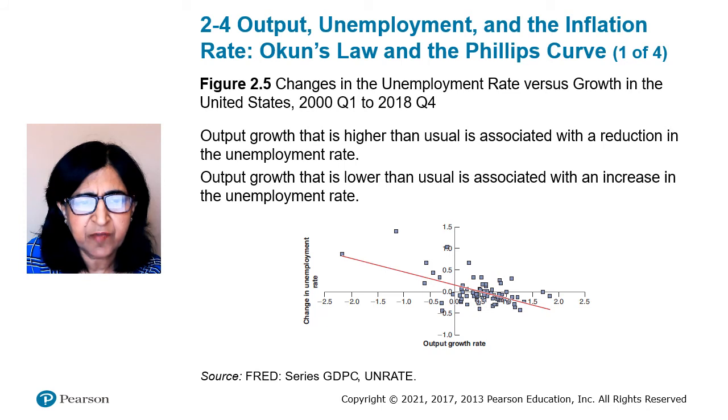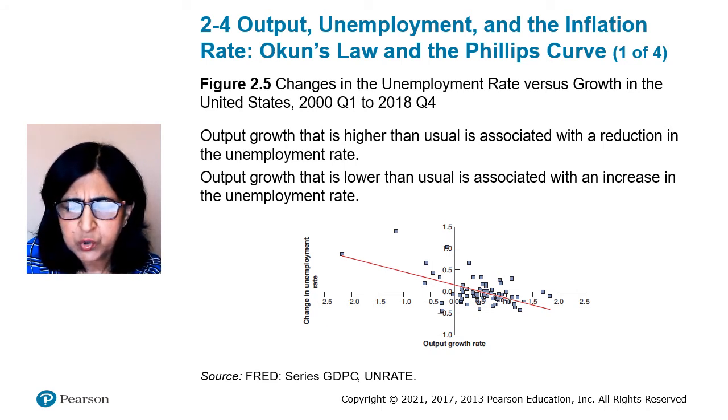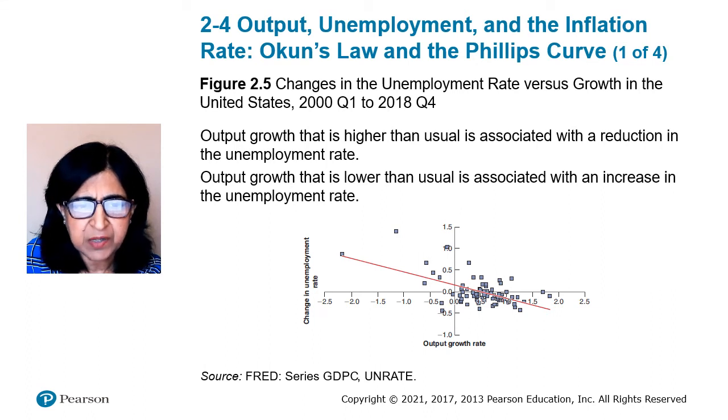Figure 2-5 plots quarterly changes in the unemployment rate on the vertical axis against the quarterly rate of growth of output on the horizontal axis for the United States since the first quarter of 2000 to the fourth quarter of 2018. The horizontal axis represents output growth rate that ranges from negative 2.5 to 2.5 in increments of 0.5. The vertical axis represents change in unemployment rate that ranges from negative 1.0 to 1.5 in increments of 0.5.